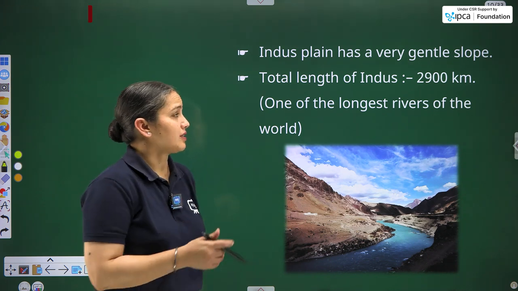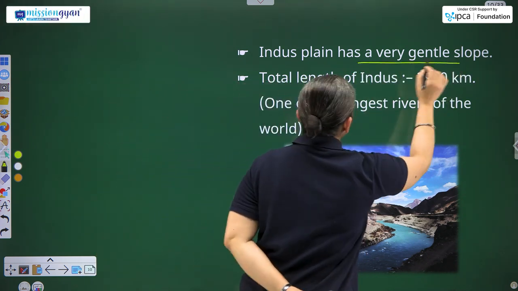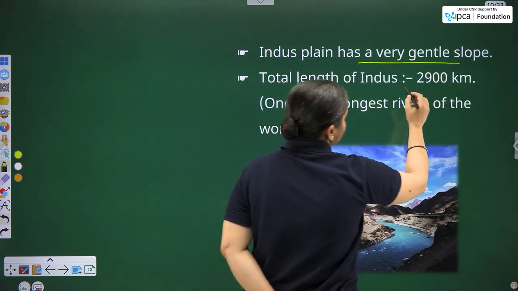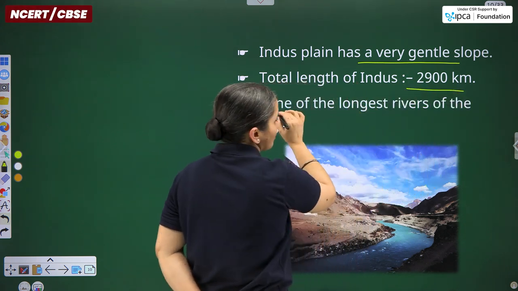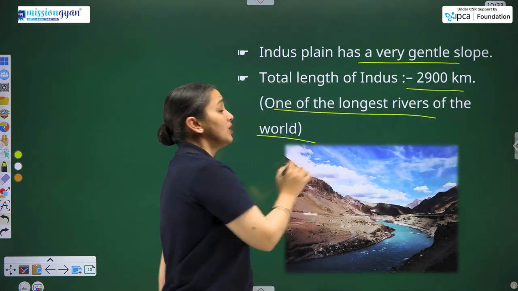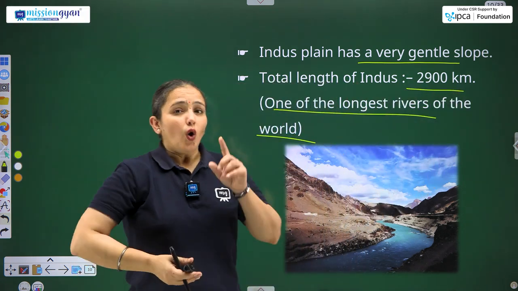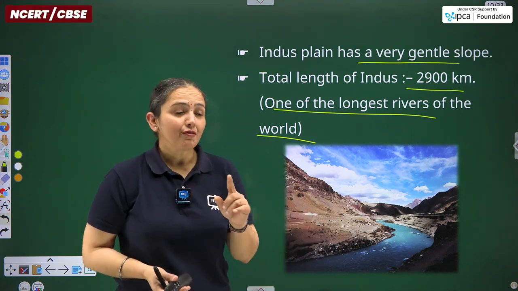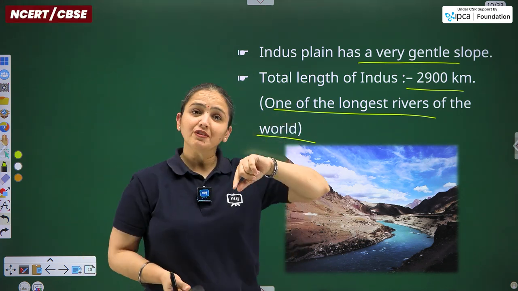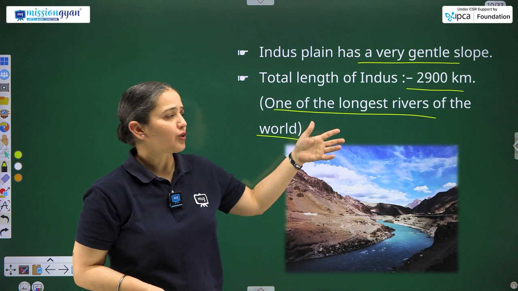Indus Plains has a very gentle slope, and the length of Indus is 2900 kilometers, one of the longest rivers of the world. Although Ganga is the largest river of India, because the length of Ganga is 2500 kilometers. Of course, we are going to read that soon.